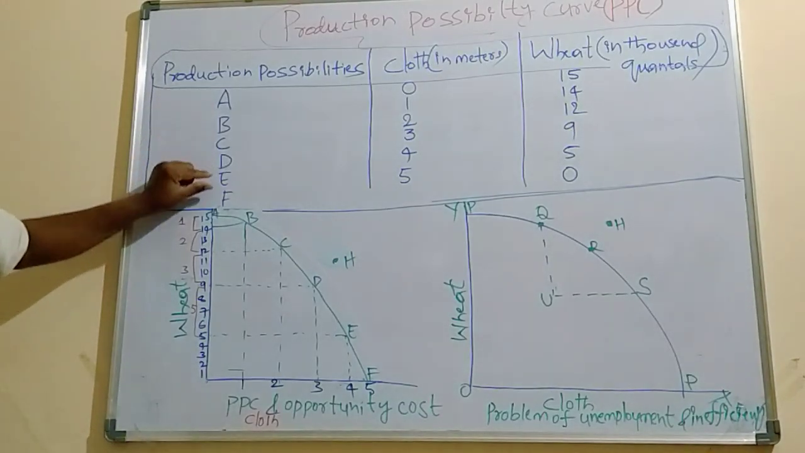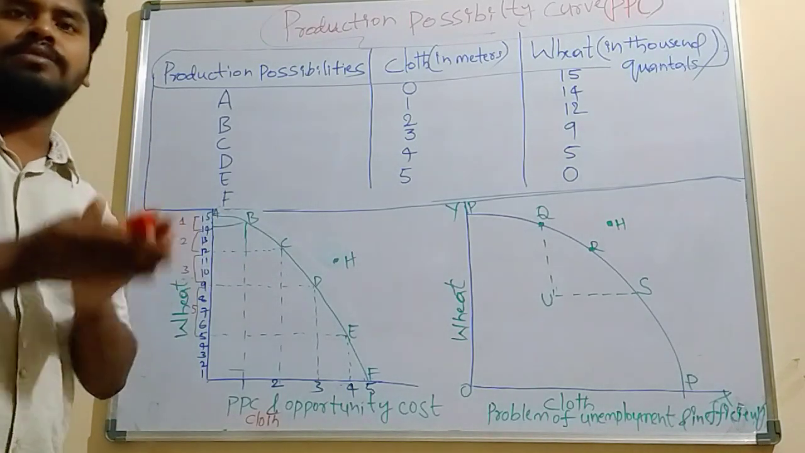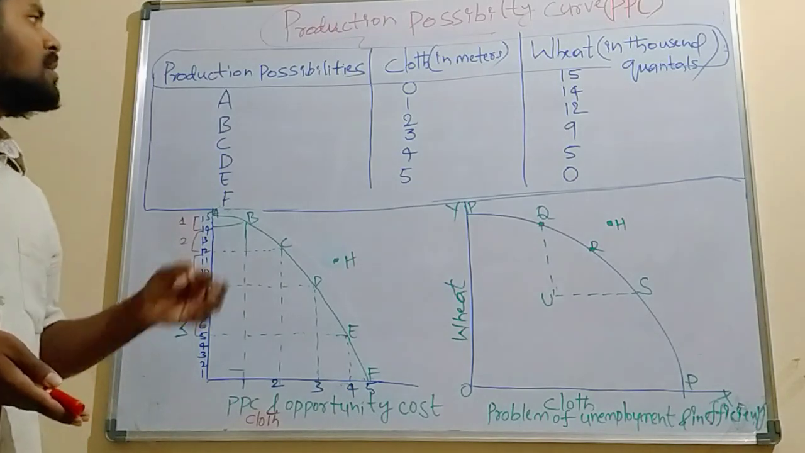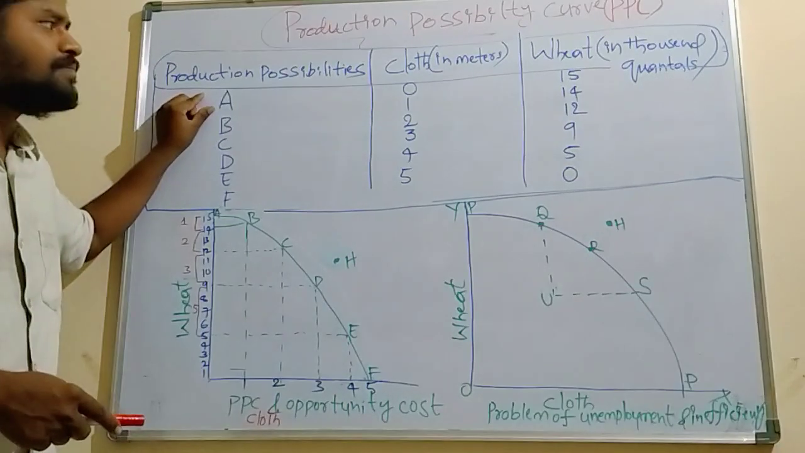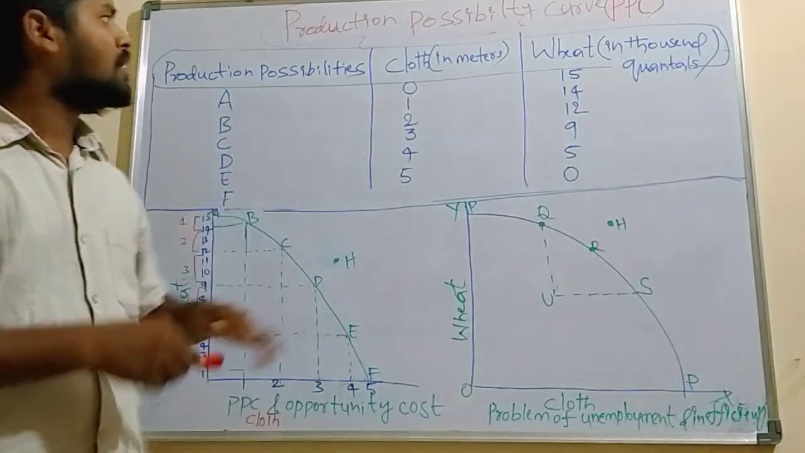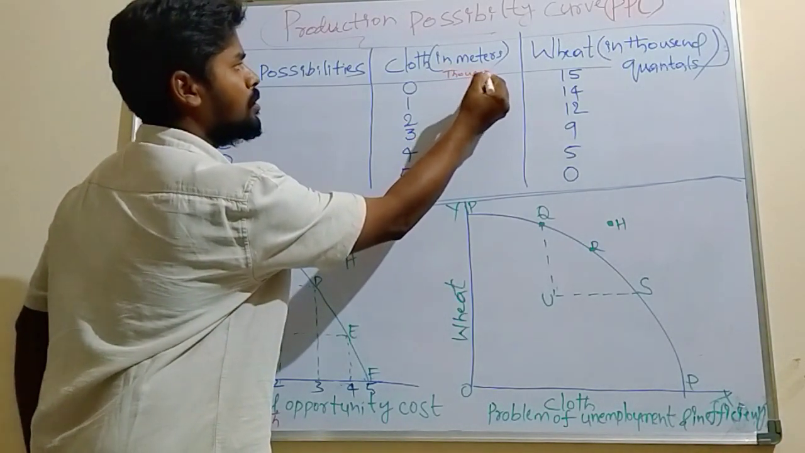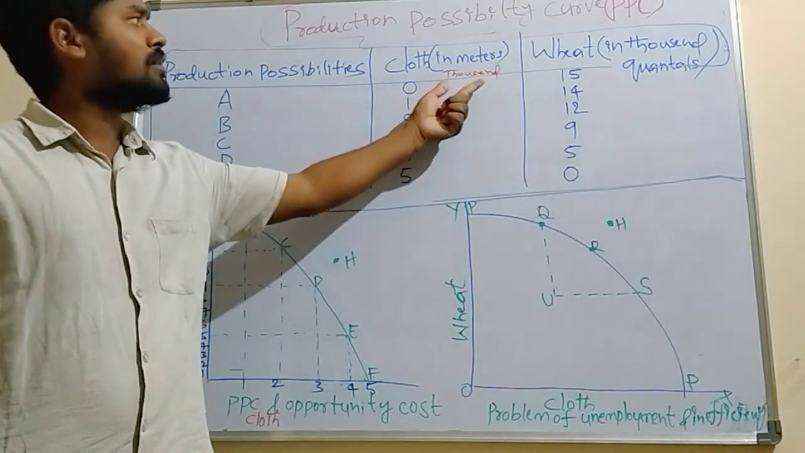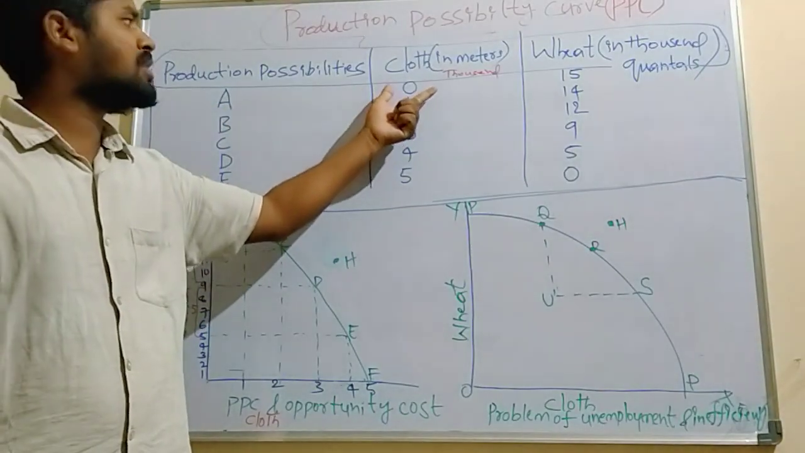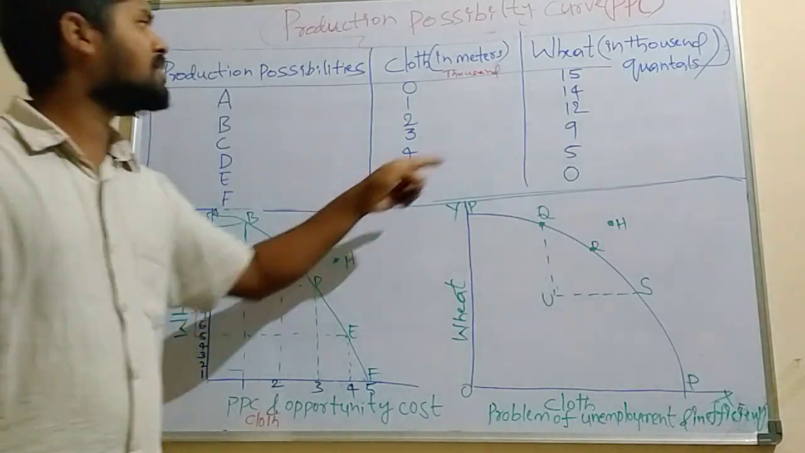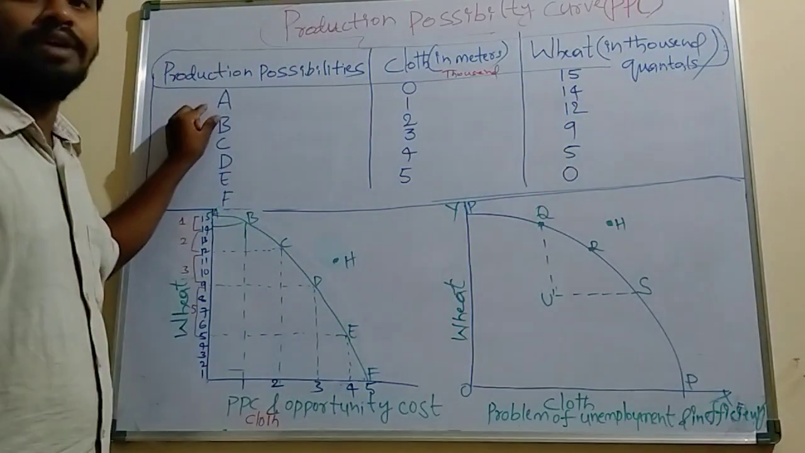A, B, C, D, E, F are the production combinations which we have, using the resources and technology to produce cloth and wheat. In the first combination A, we have cloth 0. Here cloth is in 1000 meters, so in the first combination we have produced 0 units of cloth. Here wheat is in 1000 quintals, so 15,000 quintals are produced in this combination.